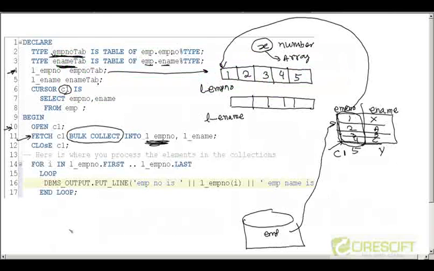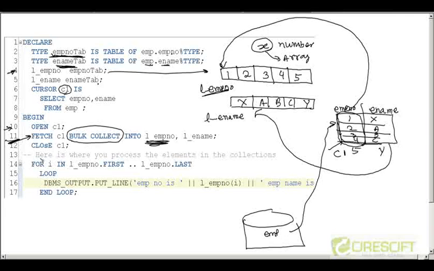But here, since we declared this array, using bulk collect we can transfer everything in one go. The complete employee number will come and be stored in L underscore EMP num. Similarly, L underscore ename is going to hold X, A, B, C, and Y. So this thing completely comes and is stored here because of line number 11.